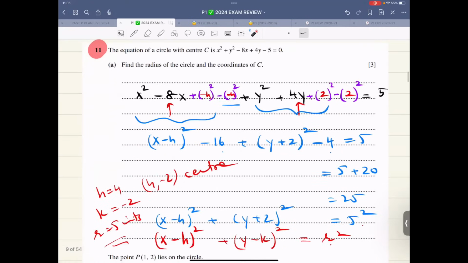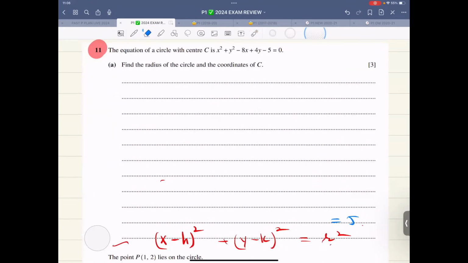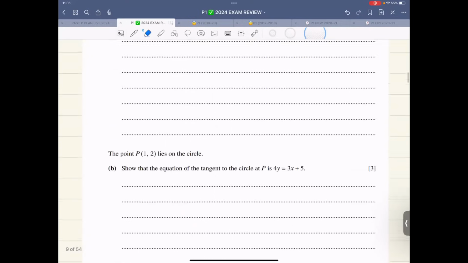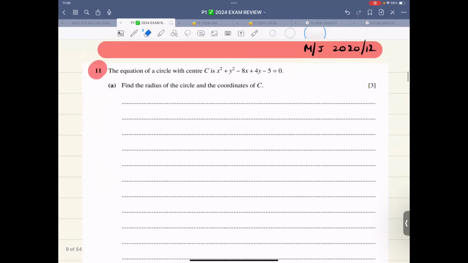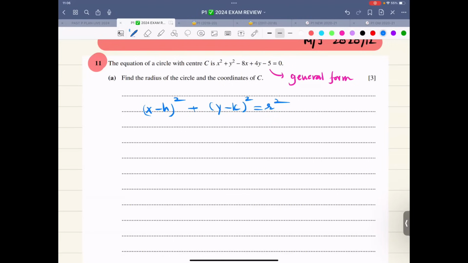Now the next question, again, some working is done. Let me erase all this working so that you can simply read the question and then I'll show you the explanation. The equation of circle with center such and such as 0, find the radius of the circle. Now this is known as the general form of the equation of the circle. We have to convert it into (x minus h) whole square plus (y minus k) whole square is equal to r square.